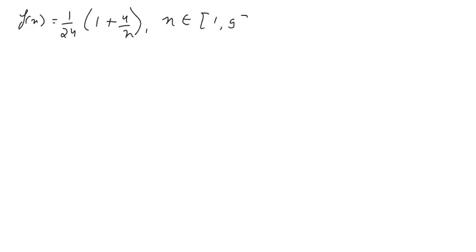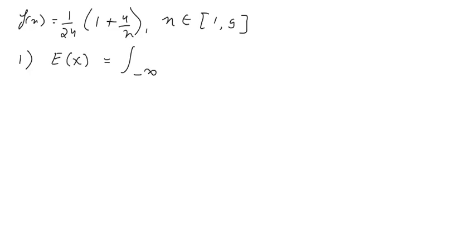In this question, we have the given function, or we can say the probability density function, f(x) = 1/24 (1 + 4/x), and x belongs to the range 1 to 9. Now the expected value for x is E of x.